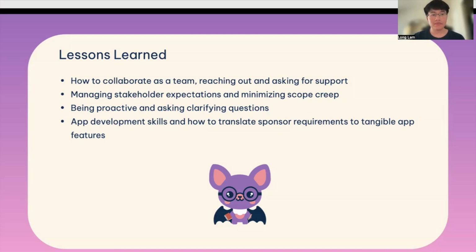Finally, we each gained app development skills and learned how to translate sponsor requirements to tangible app features. This meant learning how to use tools like Xcode for Apple, Android Studio, and Firebase when adding new features and while testing the app to ensure that it was working properly on as many devices as possible. It also meant learning to ensure that every app feature we were adding met the sponsor requirements each week.